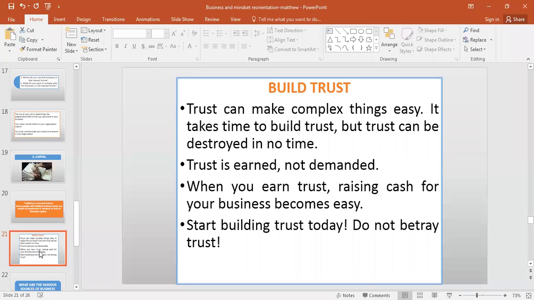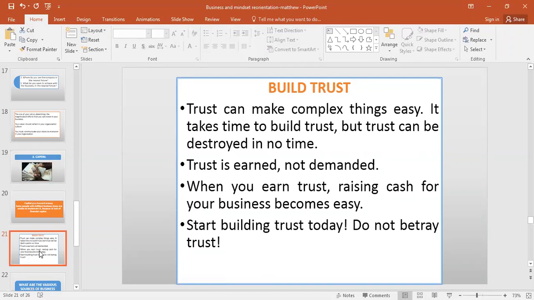Start by building trust. In building trust, make integrity your watchword. Fulfill your promises. Do what you say you will do. Let people earn people's trust. Trust is demanded, it is not earned. When you earn trust, it will be easy to raise cash for your business.